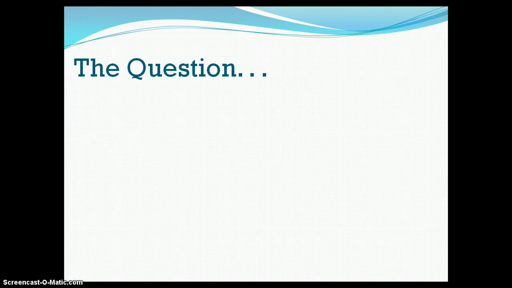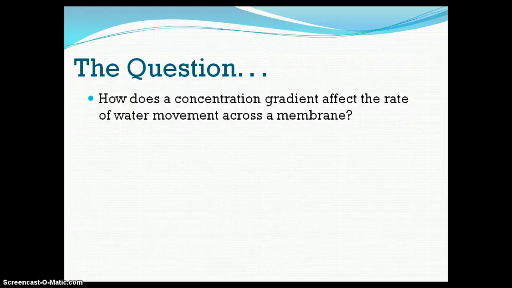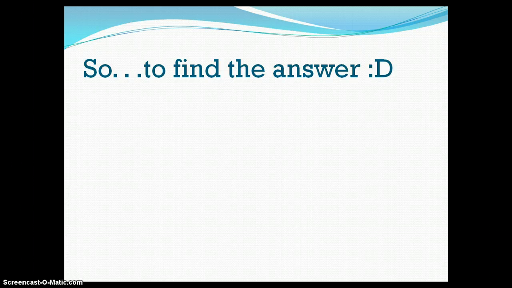So our question, the one that we're looking to answer, is how does the concentration gradient affect the rate of water movement across a membrane? How does the amount of solutes affect the rate of osmosis? That's essentially all they're asking. So that leads us to the question, how do we find the answer?